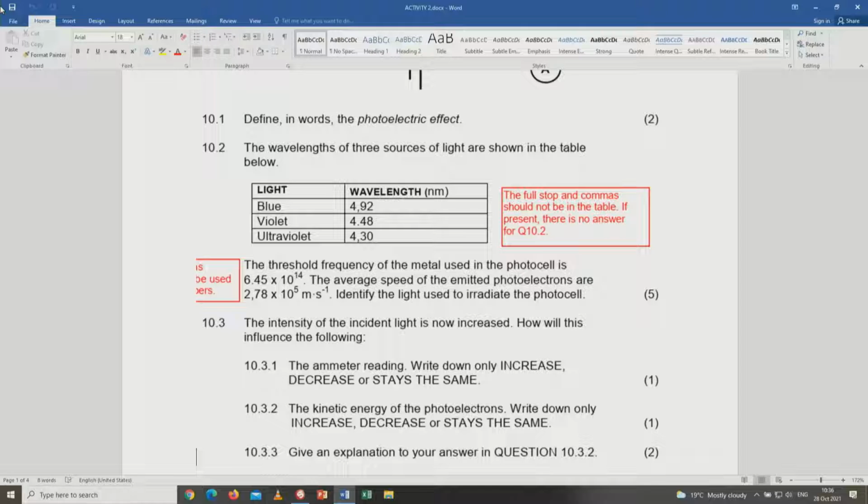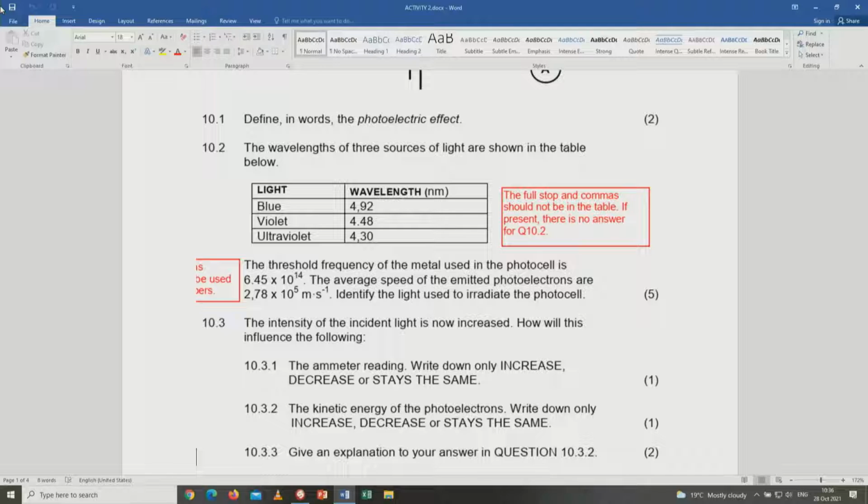We are asked, how will the increase in the intensity of light affect the ammeter reading? The ammeter reads the current. If the intensity is increased, as we have shown earlier, then you'll have more photoelectrons being released per second. And when we have more photoelectrons being released per second, the current will increase.